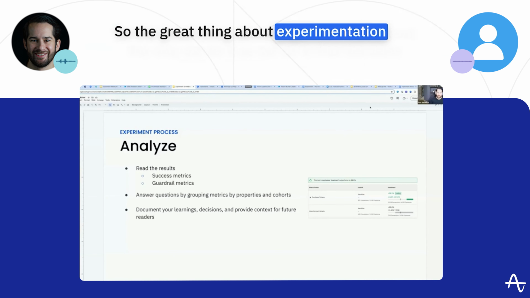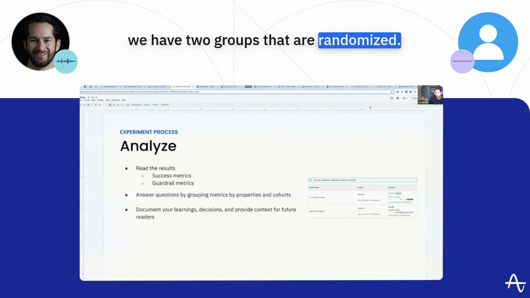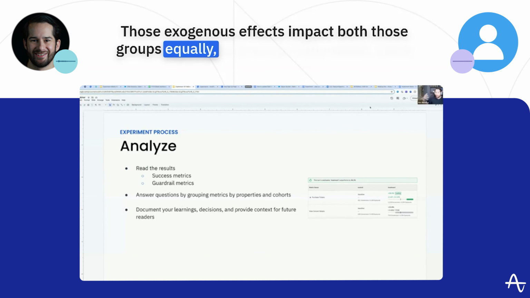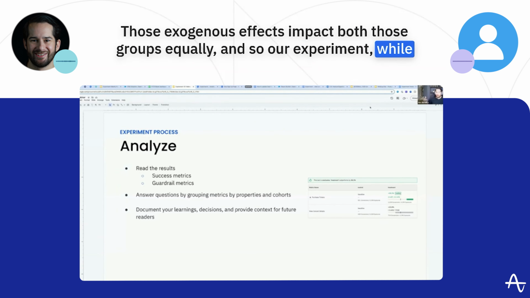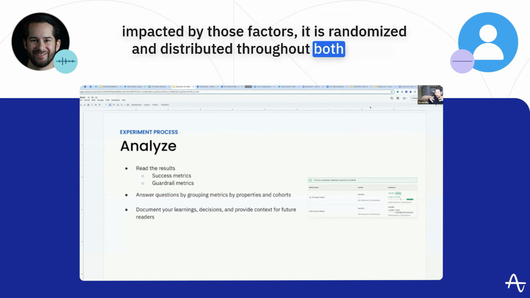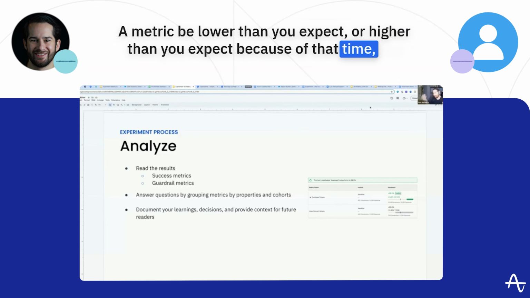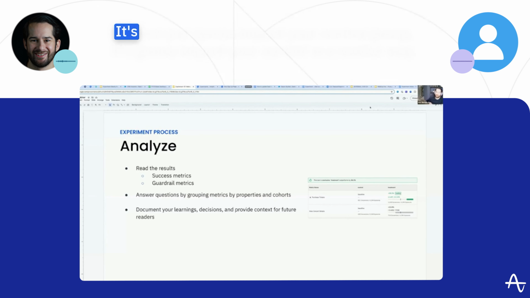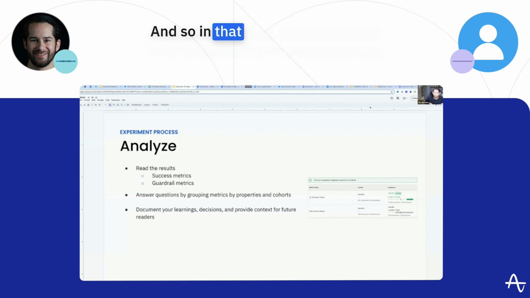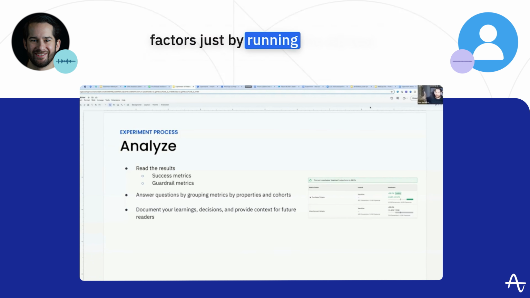So the great thing about experimentation and the way we do it is that because we have two groups that are randomized, those exogenous effects impact both those groups equally. And so our experiment, while impacted by those factors, is randomized and distributed throughout both groups. A metric may be lower than you expect or higher than you expect because of that time, but it's going to impact your variance as well. It's not just going to impact your control group, it's going to impact your variant in a similar way. And so in that way, you've isolated and controlled for those exogenous factors just by running the A/B test.